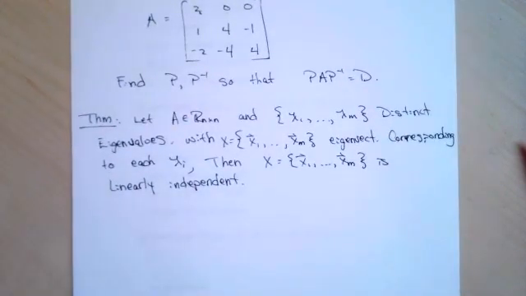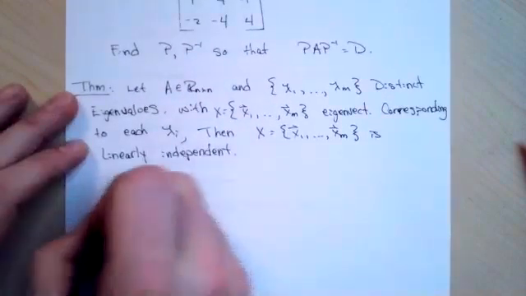So any eigenvector that has a specific eigenvalue, if you were comparing two eigenvectors and they have different eigenvalues, they're going to be linearly independent. And not only that, if I'm considering a set of eigenvectors and each eigenvalue corresponding to the eigenvector is distinct, then that set is linearly independent.